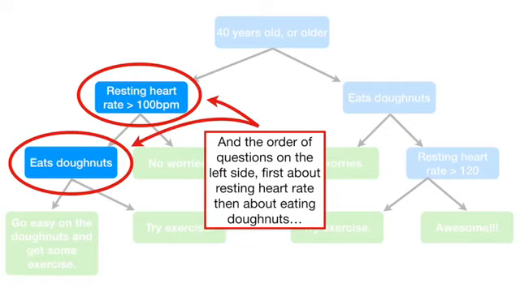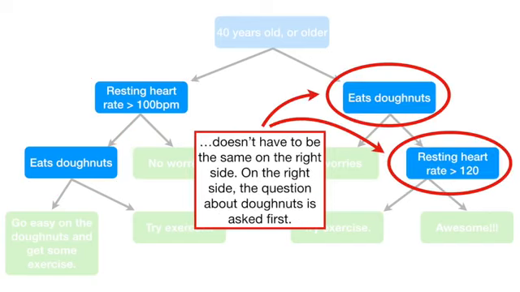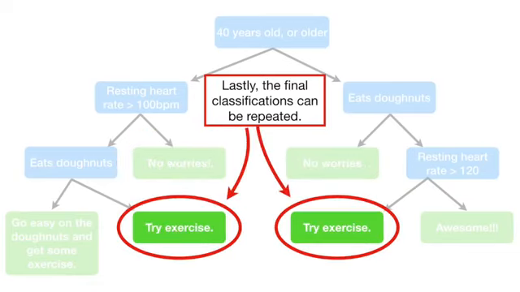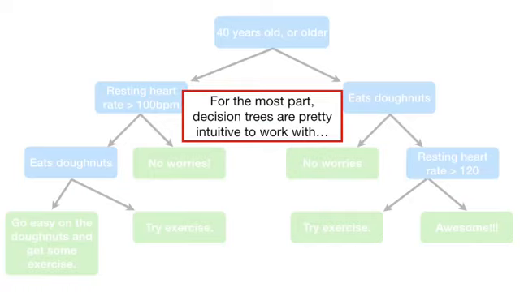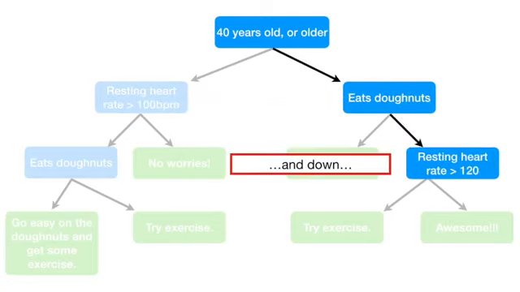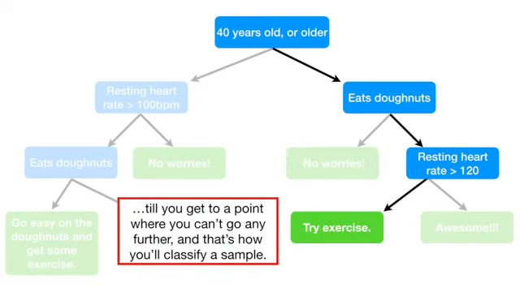And the order of questions on the left side, first about resting heart rate, then about eating donuts, doesn't have to be the same on the right side. On the right side, the question about donuts is asked first. Lastly, the final classifications can be repeated. For the most part, decision trees are pretty intuitive to work with. You start at the top and work your way down and down till you get to a point where you can't go any further, and that's how you classify a sample.